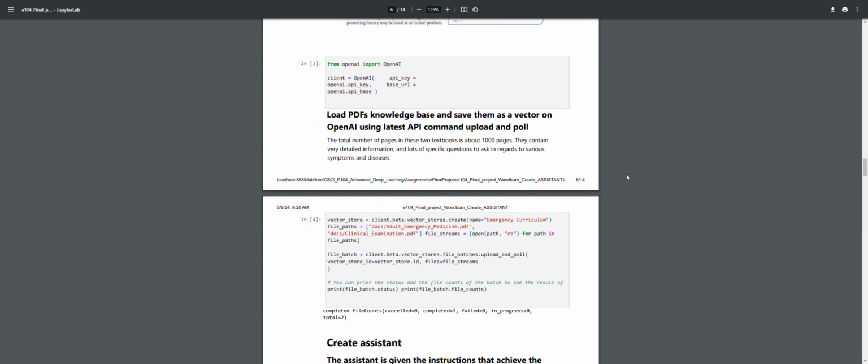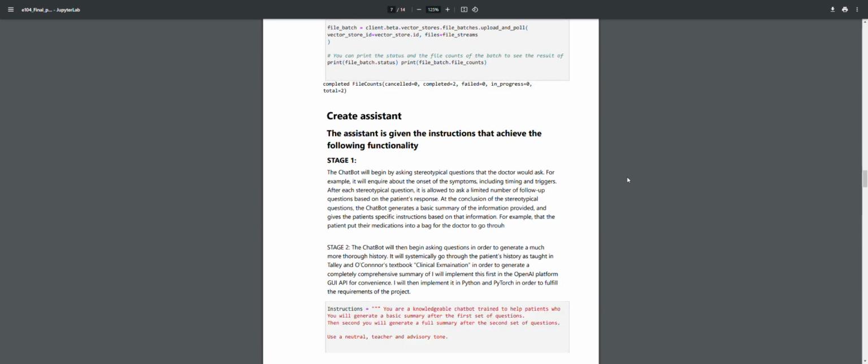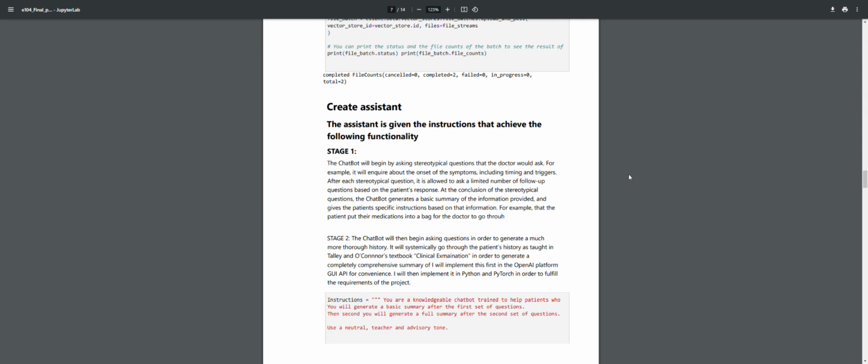So the PDFs in this section here are uploaded to a vector store on the OpenAI API, and then I give the assistant the vector ID so that it knows where to access those PDFs. And I specifically ask it in the instructions to refer to certain chapters or pages of those PDFs in order to teach it how to conduct certain parts of the interview.